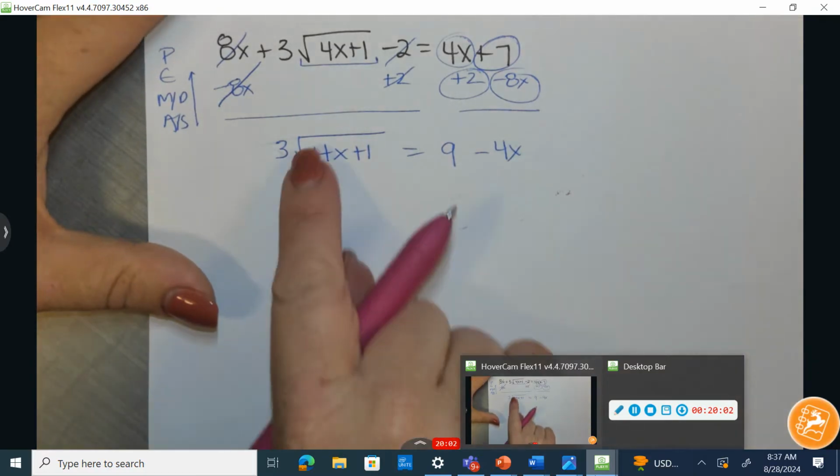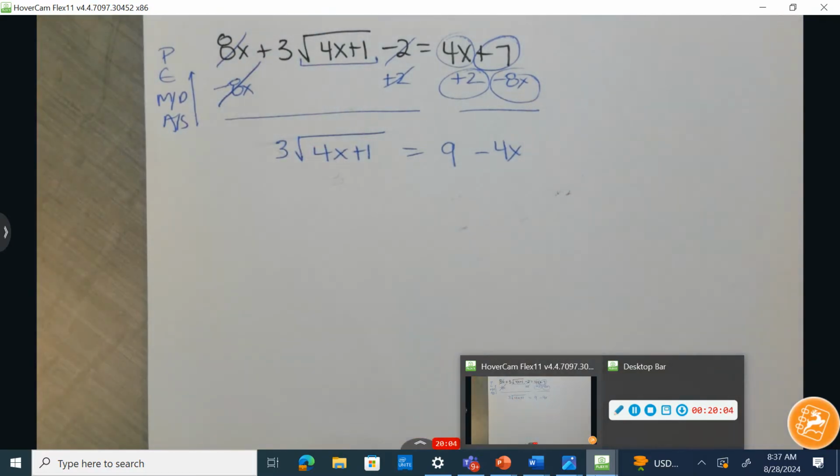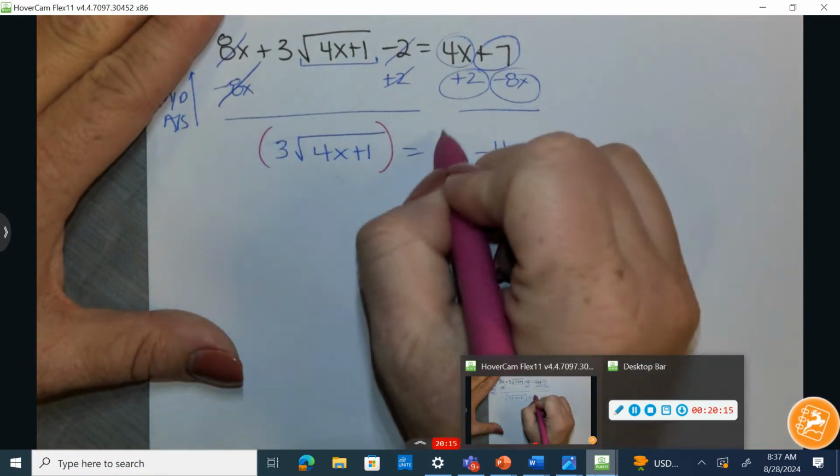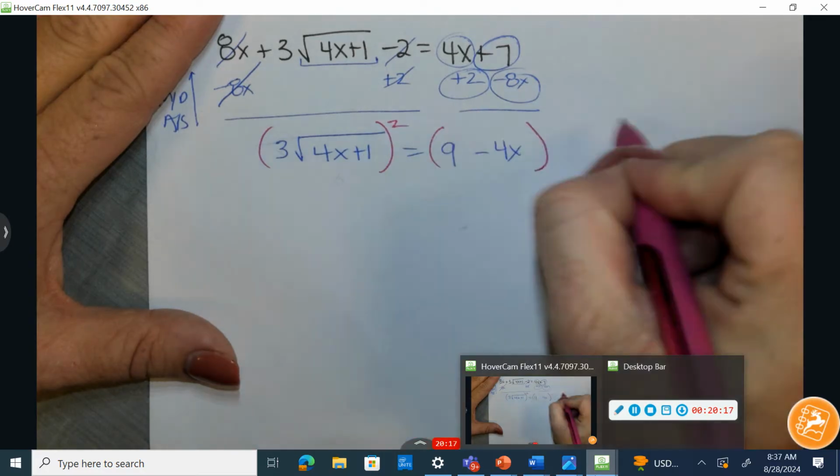Okay, you ready? I need to figure out what do I do here. So turn to somebody next to you. What do you think we can do to still get rid of that square root? Go ahead. What do you think we can do? Yeah, we can square it. Please put parentheses around the left and right.